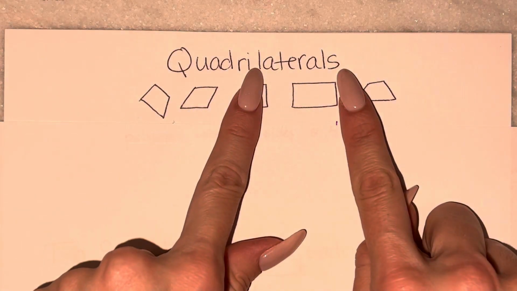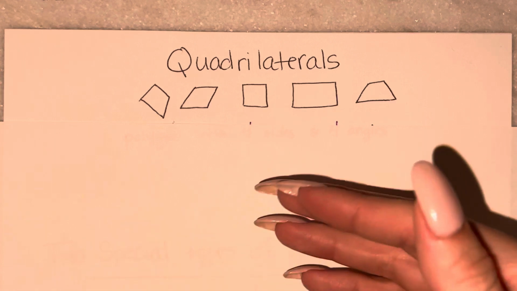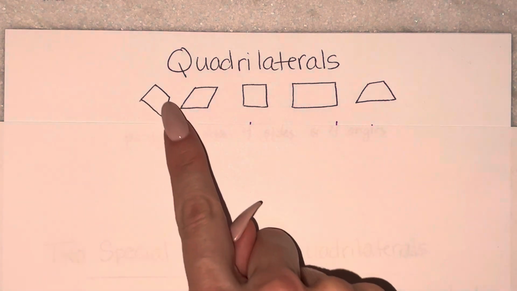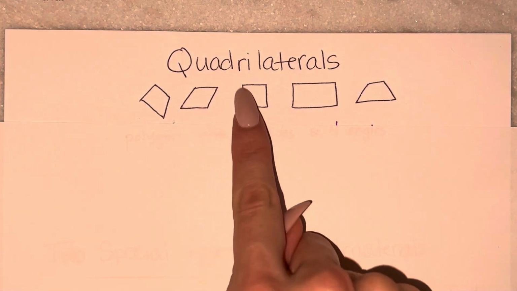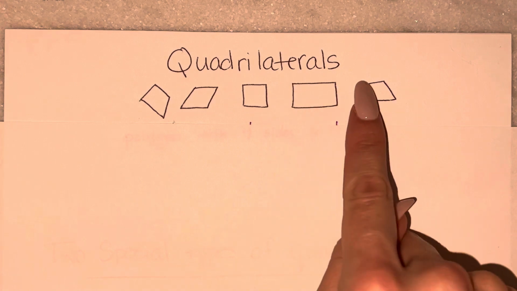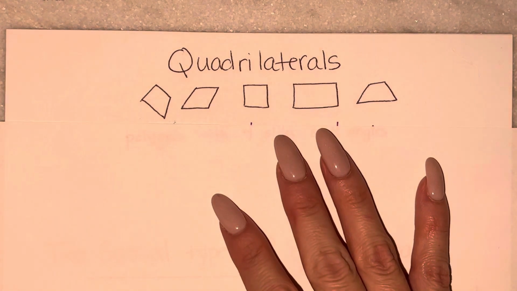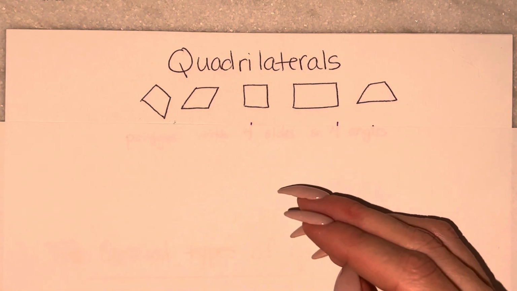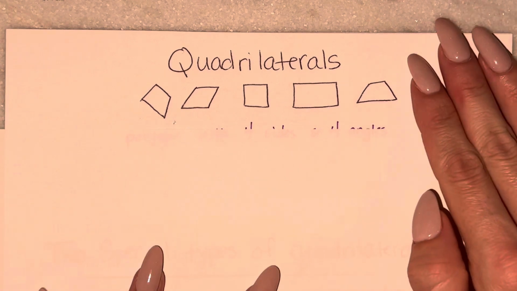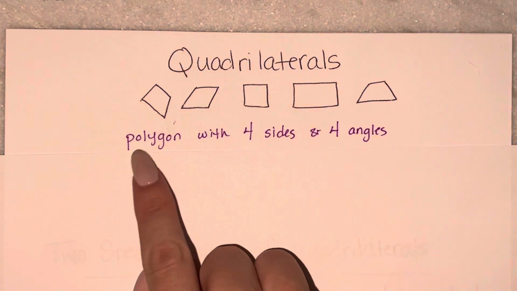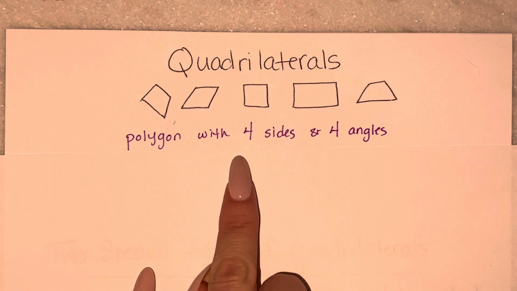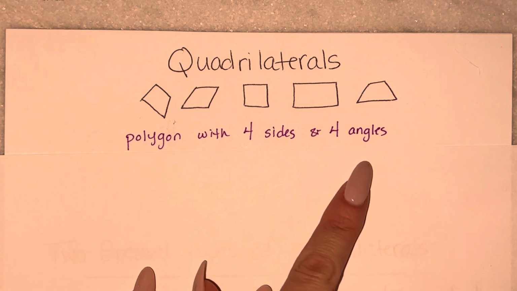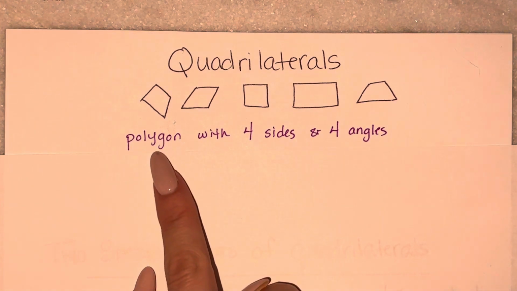And then the word lateral means side. So a quadrilateral is going to be a shape with four sides. The specific name, not just any shape, it is a type of polygon. It's a polygon with four sides and four angles. I haven't actually defined polygon for you guys before.